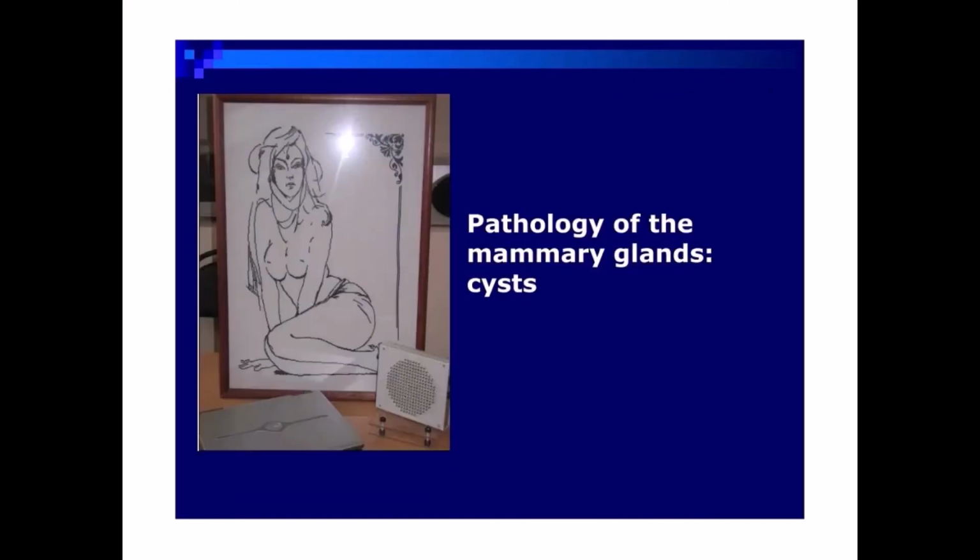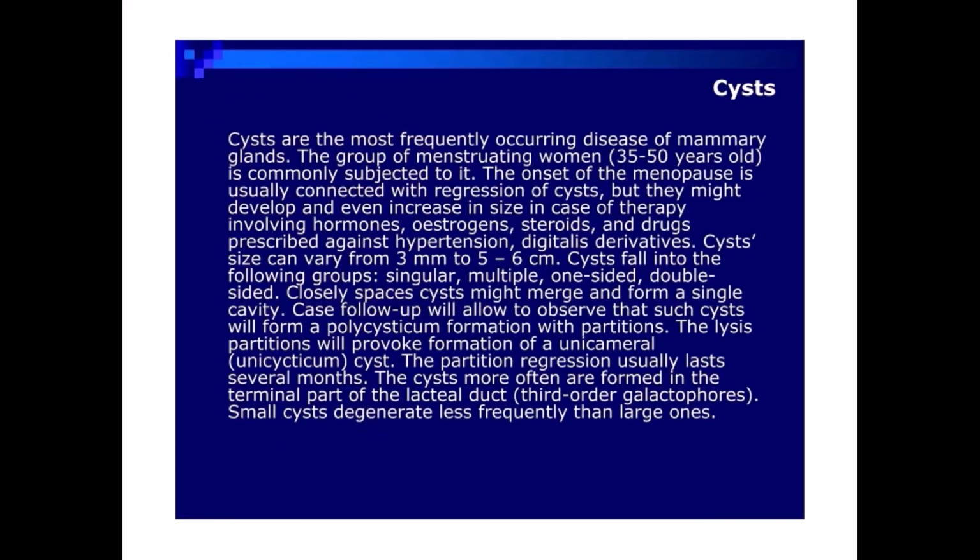Pathology of the mammary glands, cysts. Cysts are the most frequently occurring disease of mammary glands. The group of menstruating women, 35 to 50 years old, is commonly subjected to it.